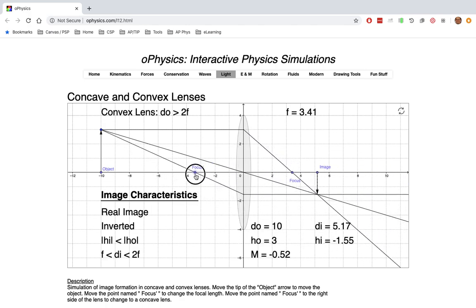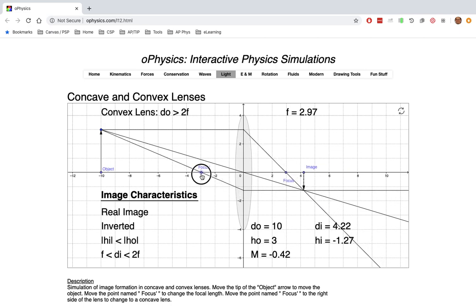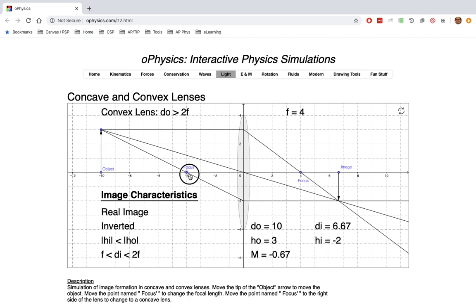You notice it changes the thickness of the lens, but if the parameter is supposed to be 4 centimeters, you can put it on 4, and you'll know you're correct because up here it shows you what the focal length is. So I don't have it quite right. So there, now my focal length is 4.